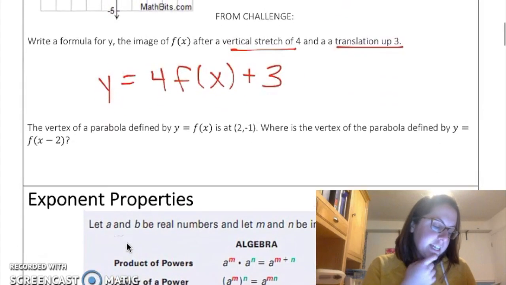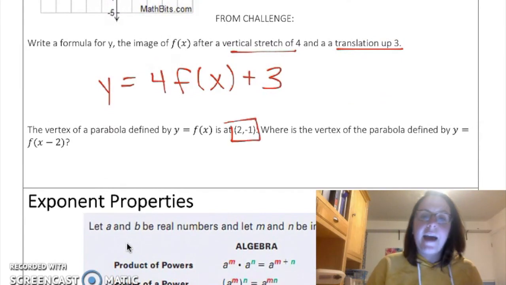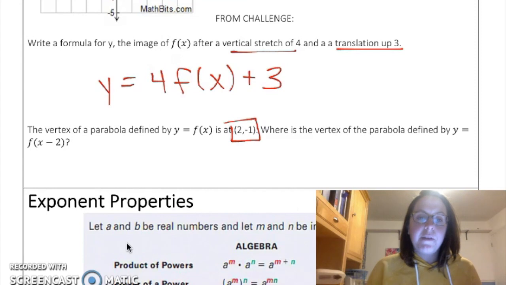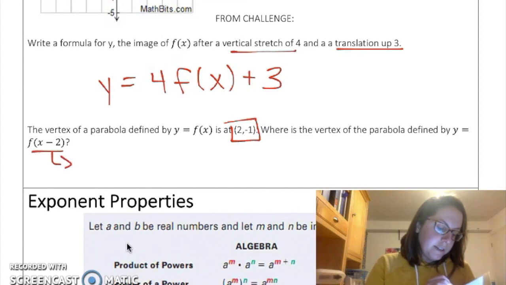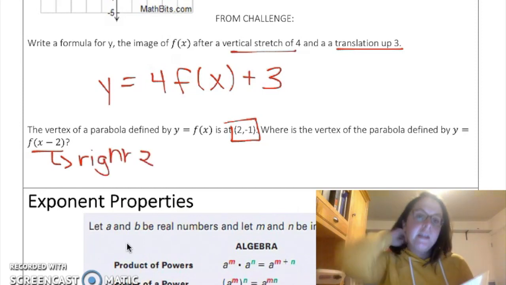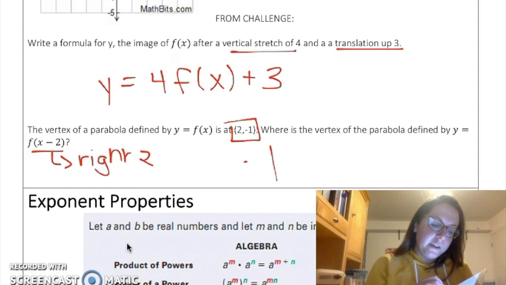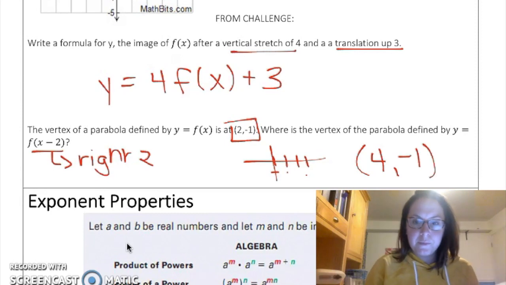And then the last one: the vertex of a parabola is defined by this. The vertex is at this point. Where is the vertex of the parabola defined of f of x minus 2? So this would move this to the right 2. I'm thinking about what transformation would happen. If this points at 2, negative 1, and I go to the right 2, now I'm at 4, negative 1.